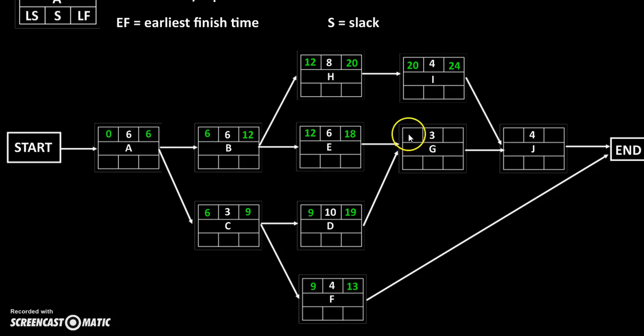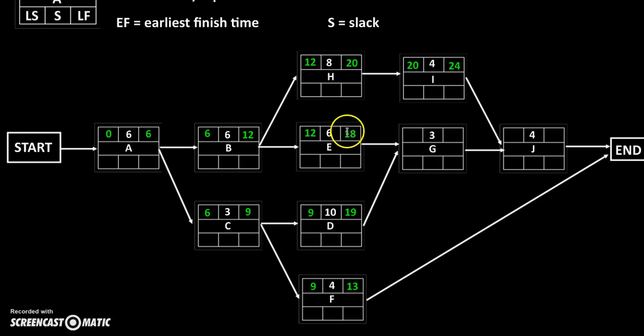Okay, now let's look at G. Now we have a little bit of a problem, because as I had stated all along, the earliest start time of an event is equal to the earliest finish time of its preceding event. But in the case of G, G has two preceding events, D and E, and they both have different earliest finish times. Well, let's take a minute to think about it.